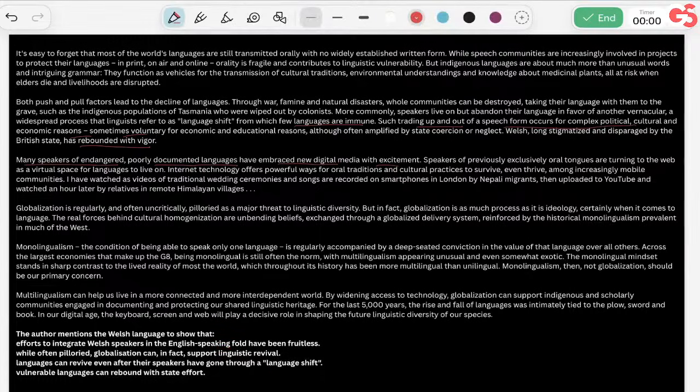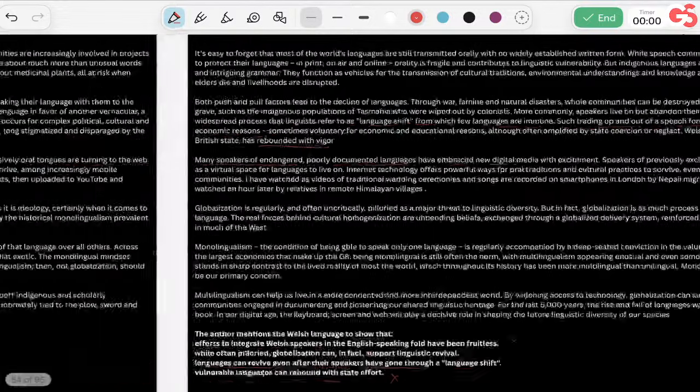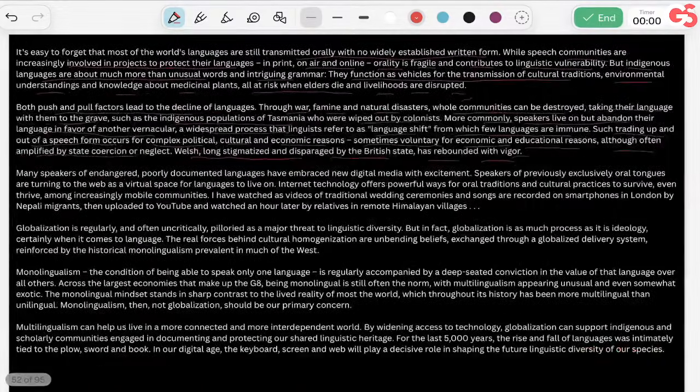Which option captures it correctly? Languages can revive even after speakers have gone through a language shift. This looks correct to me. What was this? Integrate Welsh speakers, that is out of context. While often pilloried, globalization can in fact... again out of context. Vulnerable languages can rebound with state effort. This might be true, but the point that it is mentioned is C only. So that is, I will say, an easy question. Okay, let's go to the next one.